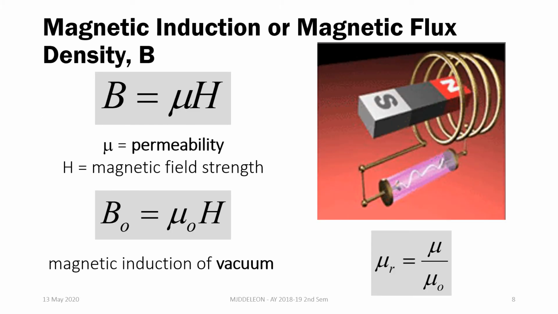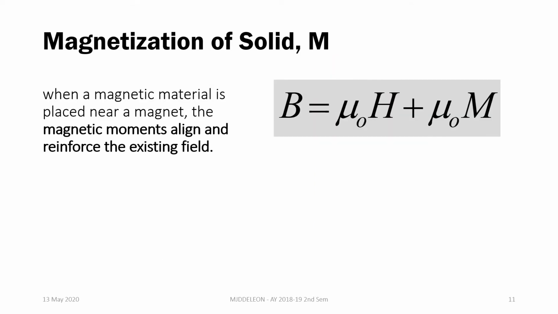So going back to our magnetic flux density B, B is equal to mu H. So we usually reference mu with respect to mu naught or the permeability of vacuum. So we get a value, mu r. This mu r is your relative permeability. And this is just the permeability of your material over the permeability of vacuum.